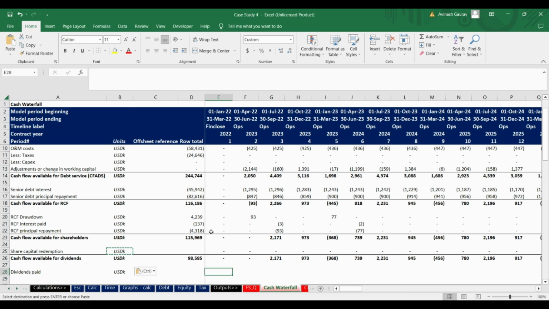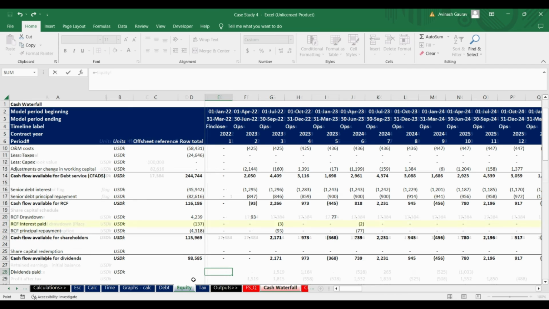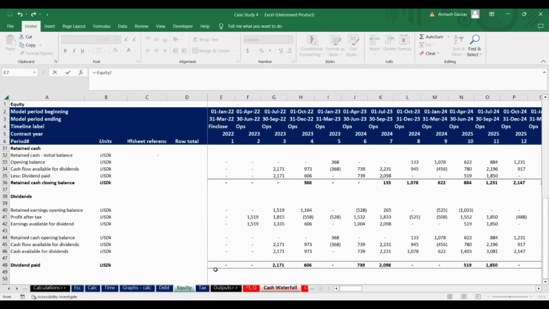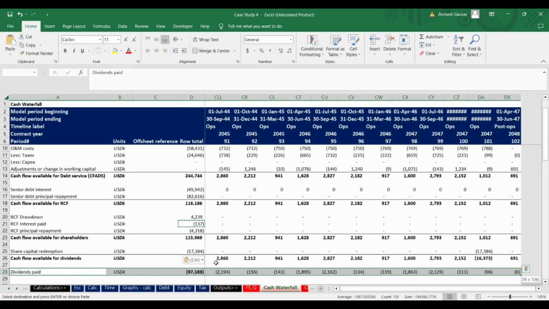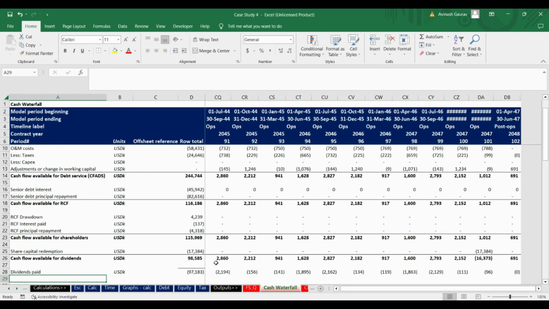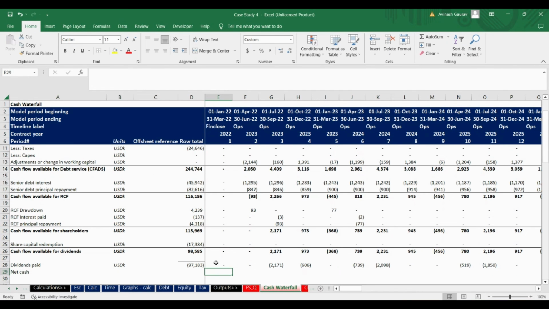So dividends paid, I have already calculated in my model, in the equity sheet. Here you can see I have calculated the dividend, and here is the dividend which I am paying finally. Let's make this not a bold line. Then after paying the dividends, you don't have anything to pay. Then you can say, okay, this is your net cash in the company.